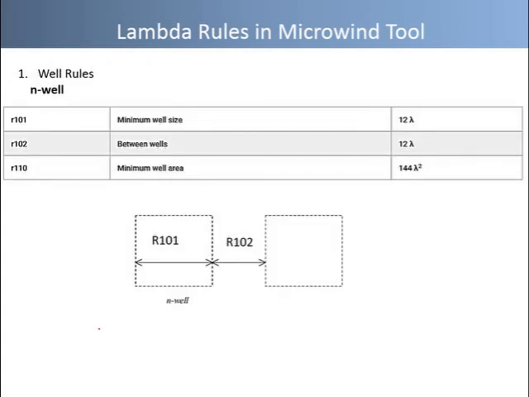There are 3 lambda rules for N-well. Rule 101 states that the minimum size of one of the sides of an N-well must be at least 12 lambda. Rule 102 states that the minimum separation between two N-wells must be at least 12 lambda. And Rule 110 states that the minimum area of an N-well must be at least 144 lambda square.